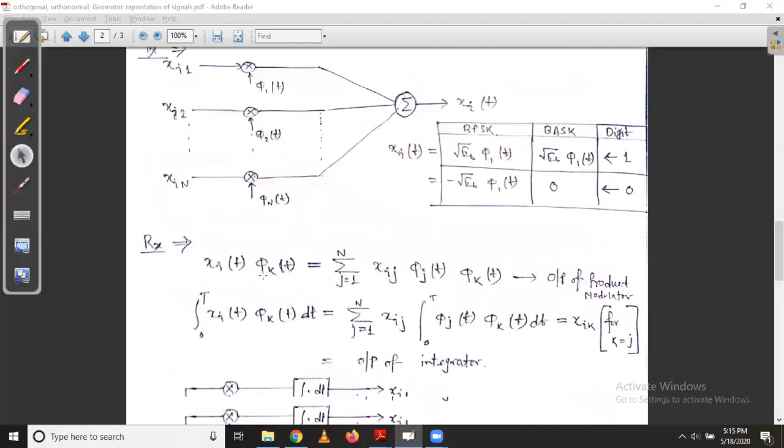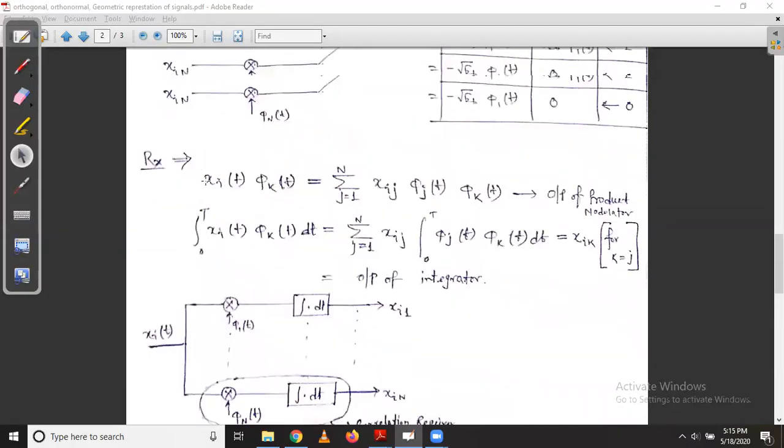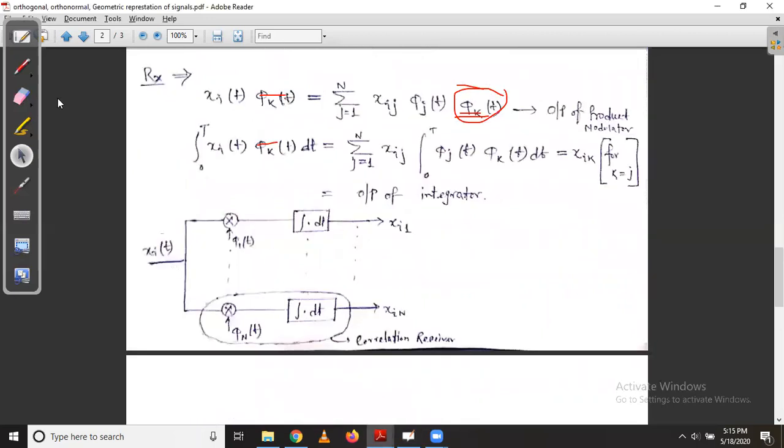Similarly, the receiver section will be there. We have seen in the receiver section, this signal xit is transmitted. Coherent detection means the input signal xit will be multiplied by phi 1, x2 will be multiplied by phi 2, and the process will continue like this. That means this is represented by this block. This is received at the receiver side, xit.